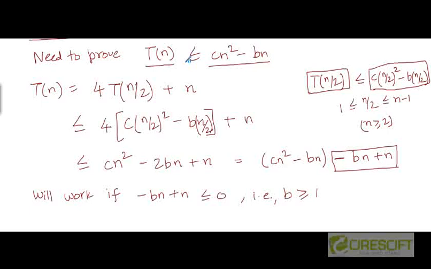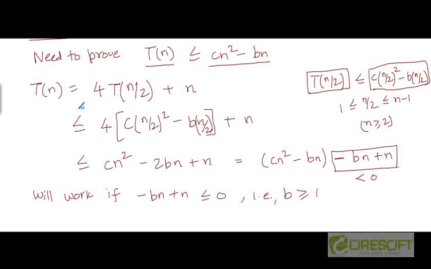So when will t of n be less than or equal to cn square minus bn? Well, if the remaining terms end up being negative, that means t of n will be less than or equal to cn square minus bn minus some number.